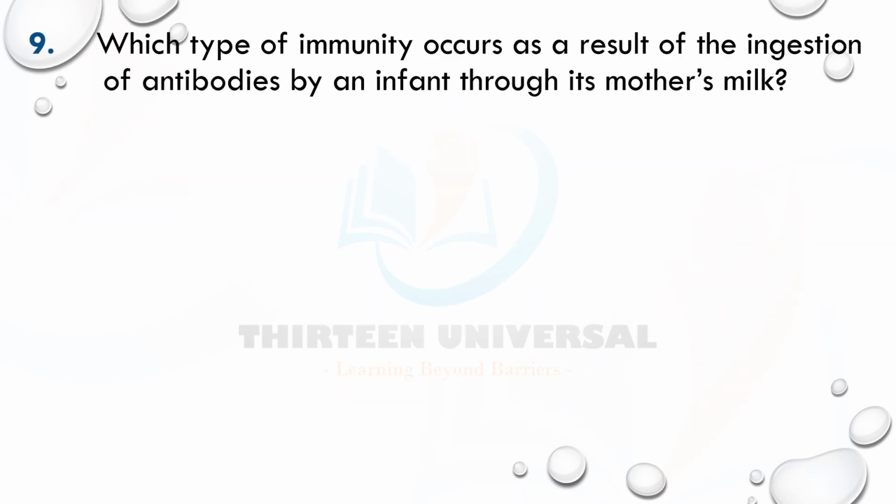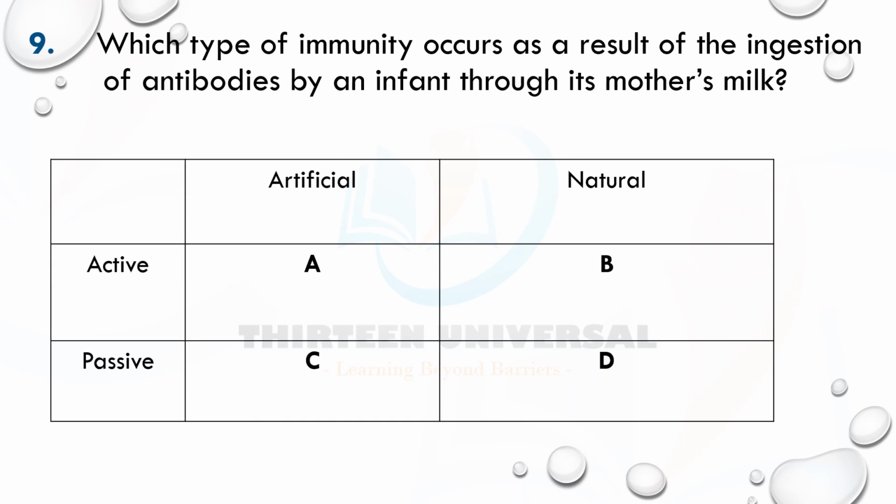Which type of immunity occurs as a result of ingestion of antibodies by an infant through its mother's milk? This is coming from the mother, so it's natural, B or D. But the antibody is not made by the baby, it's made by the mother, so it's passive. D is the answer.